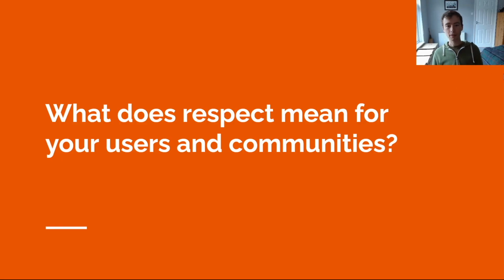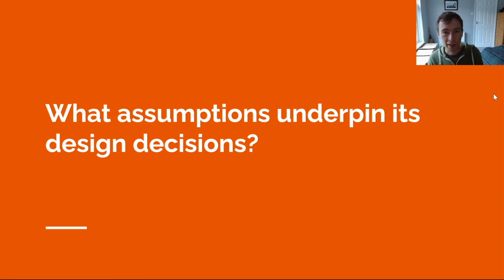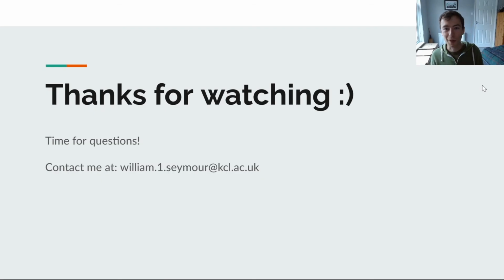So the first of these is, what does respect mean for your users and the communities that you interact with in a commercial or an academic setting? What's important to them, given what we've talked about today? How might respect manifest in their interactions with the system? Secondly, does the system treat people as ends in themselves, or are they merely a means to solve another problem that they just happen to be related to? Finally, what implicit assumptions underpin the design decisions and the architecture of the system? And perhaps most importantly, what other ways might there be of achieving the same goals without needing to rely on those assumptions?